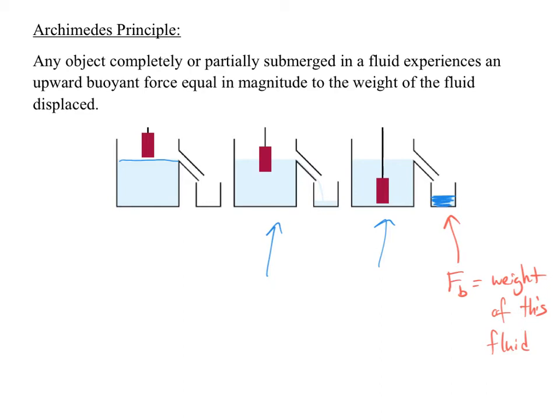Let's take a look at this. So here's what we're saying. The buoyant force is equal to the weight of the fluid. Now, how do I find the weight of anything? If I want the weight of an object, I take what two things and multiply them? Quick, what's our formula from earlier in the year? Thank you, mass times gravity.